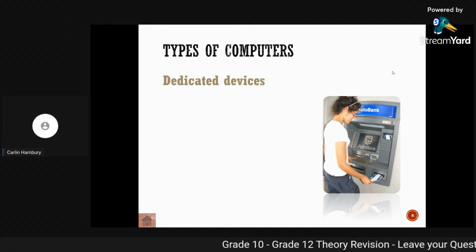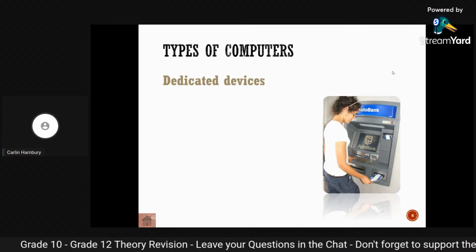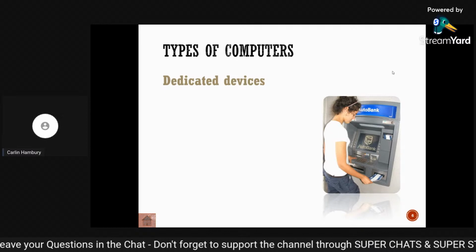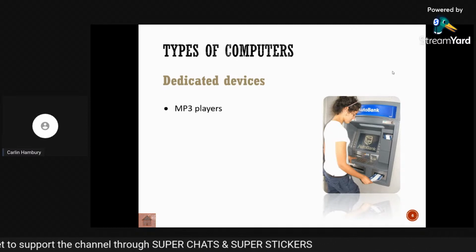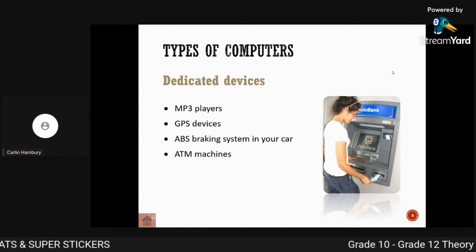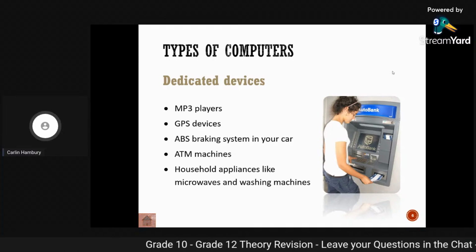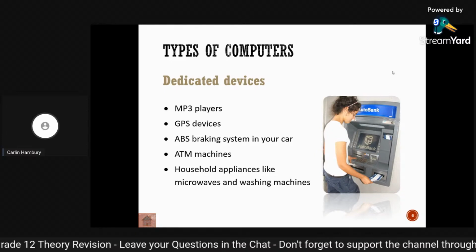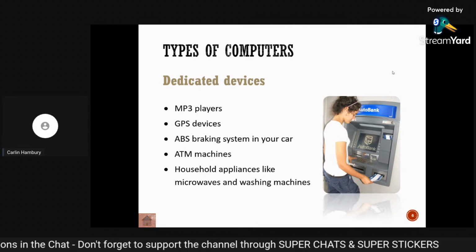Then we have dedicated devices. A dedicated device is a device that performs one function. So it's specific to one particular function. If you go to an ATM and all you can do is withdraw at that ATM, that's only one function that you can do. An MP3 player, a GPS device, the ABS braking on your car, your ATM machines, and some household appliances, if they can only do one thing or perform one particular type of function, then it is a dedicated device. Anything other than that, the minute it does more than that, it becomes a general purpose device.